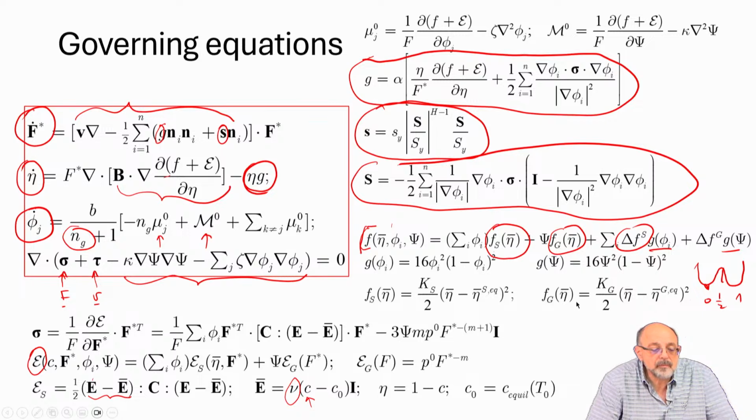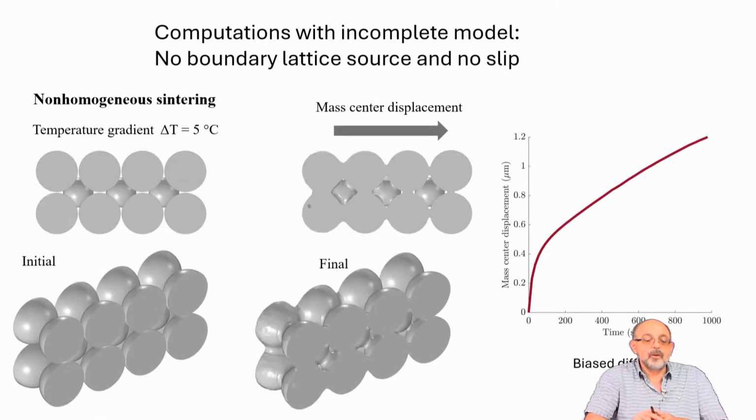So let's see what those equations are telling us. Let's try sintering, and here I don't have slip. This is the first version of the model which we tried on sintering. This is a bunch of particles in a B2 configuration, which is like BCC, except that the particle in the center of the body is smaller, so that they all fit, they all touch. And there is a temperature gradient.